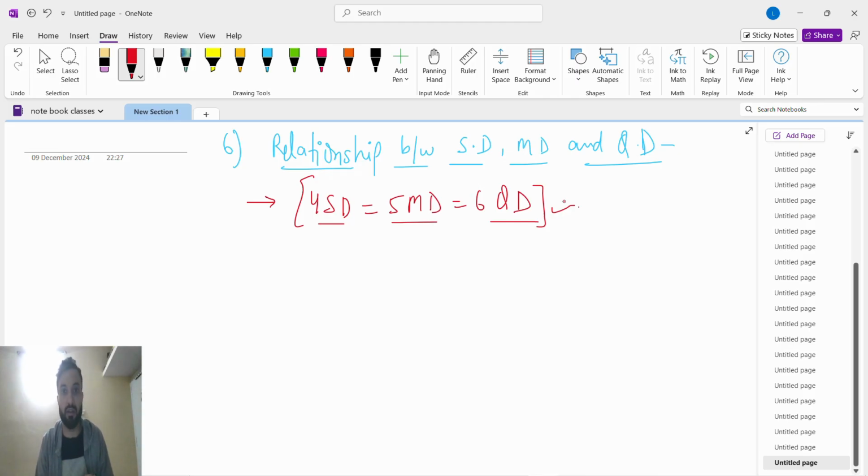We have seen the relationship between arithmetic mean, geometric mean, harmonic mean. So guys, see, the relationship between standard deviation, mean deviation, and quartile deviation.